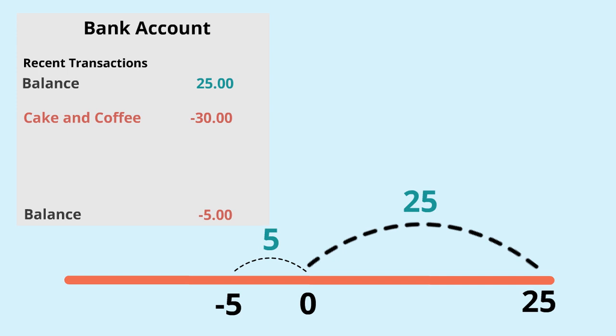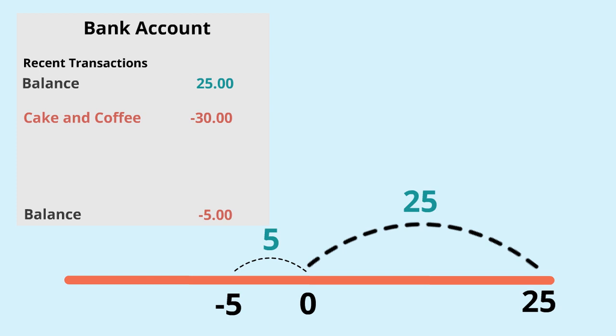This is by far the easiest way of doing it. So we started on 25, we jump back 30 spaces, and land on minus 5. Now you can see here, first I jumped back 25 to get to 0, then I jumped back the 5 that were left over. So our new balance is minus 5.